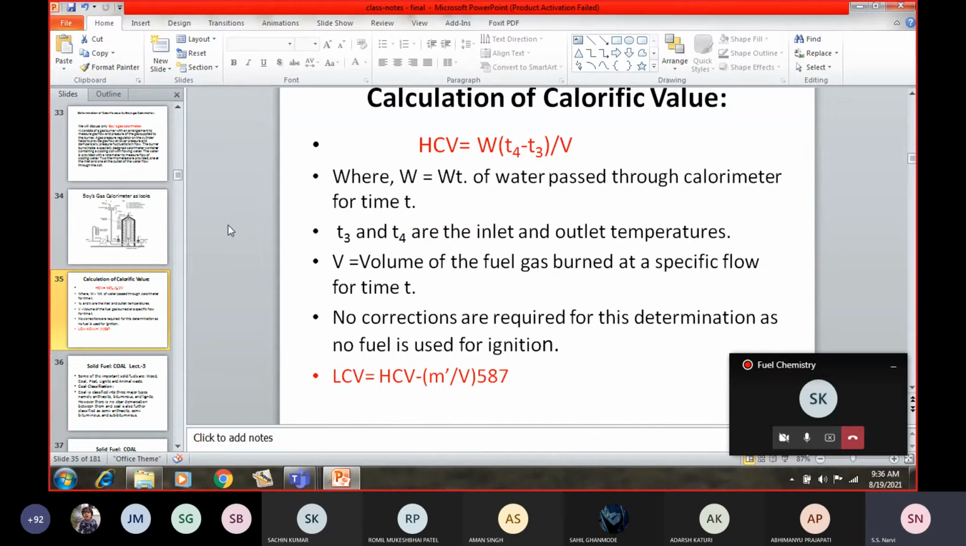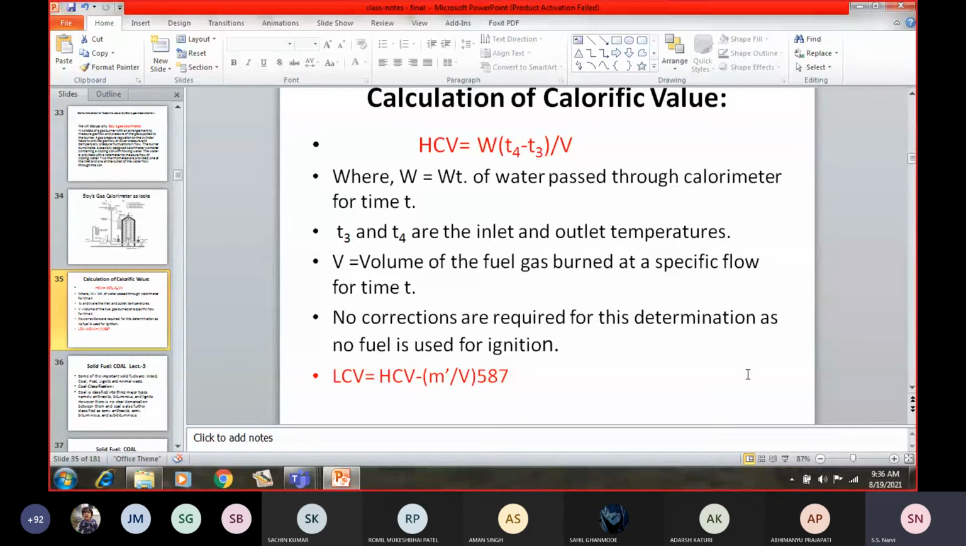So both of them give very good values for HCV, and therefore then LCV, isn't it? Both of them give good values. But the type of the sample is different for Boy's gas calorimeter and the bomb calorimeter. So that is the difference between the two, and both of them give you good, accurate values of HCV as well as then LCV. Is it clear? Yes, sir.